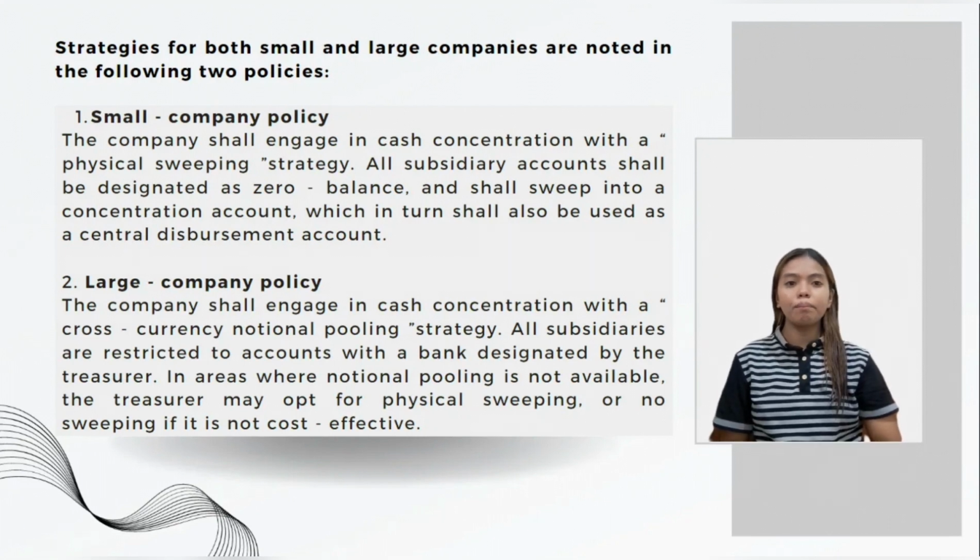Next, large company policy. The company shall engage in cash concentration with a cross-currency notional pooling strategy. All subsidiaries are restricted to accounts with a bank designated by the treasurer. In areas where notional pooling is not available, the treasurer may opt for physical sweeping or no sweeping if it is not cost effective. This policy assumes that notional pooling will be organized under a single global bank and provides for the inevitable exception that will arise in some jurisdiction.